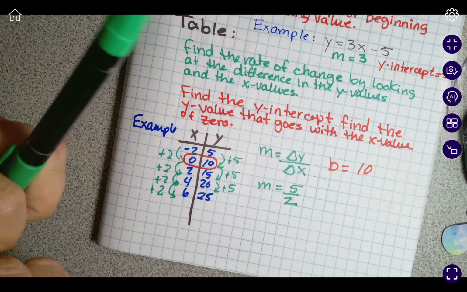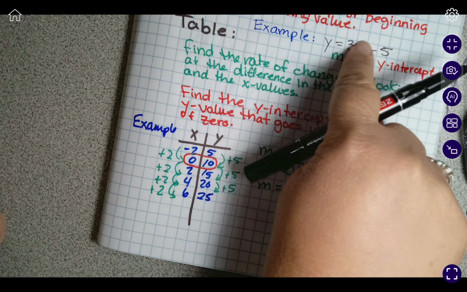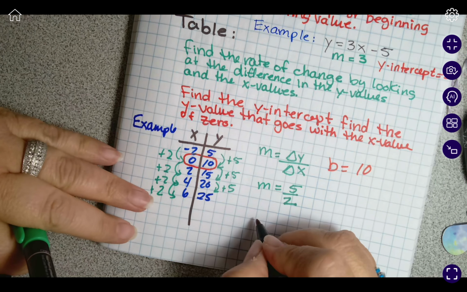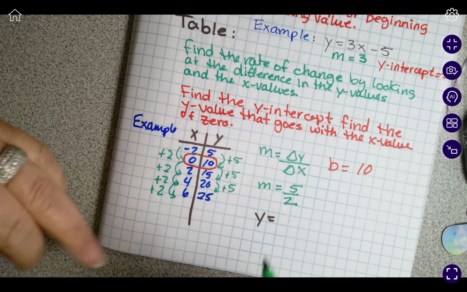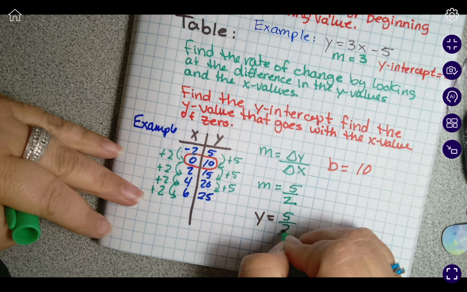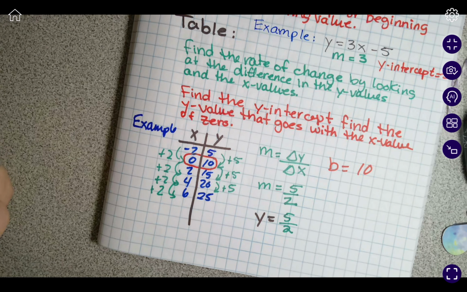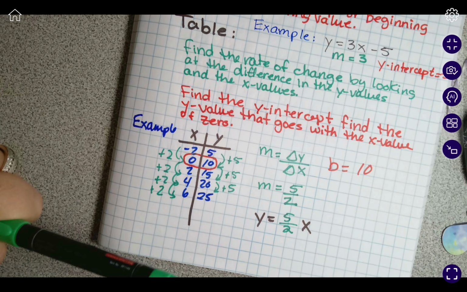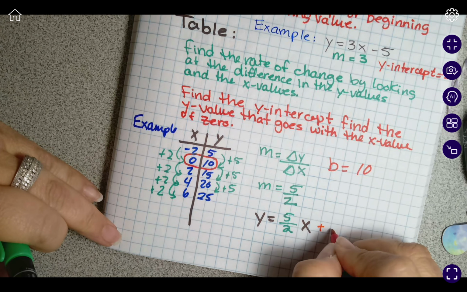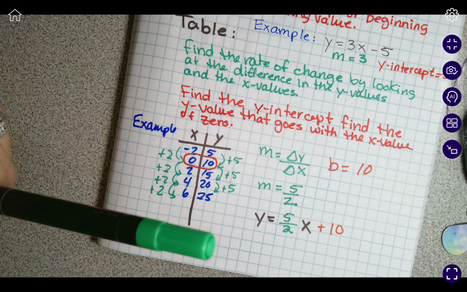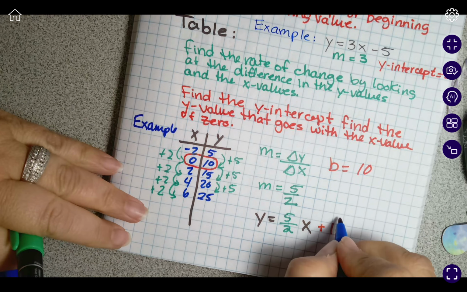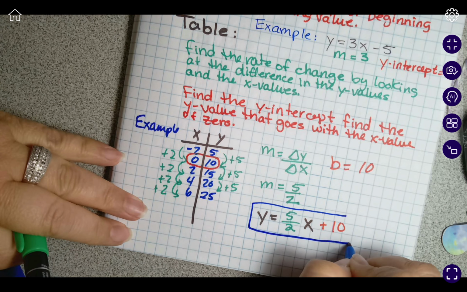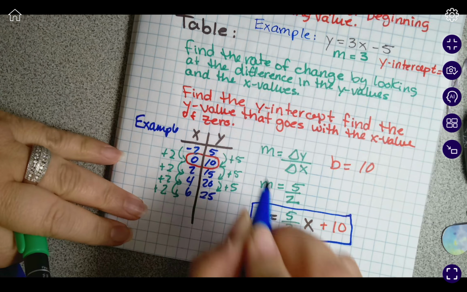So if I were to write an equation for this, I could use this information up here. y equals the slope times x plus my y-intercept. And this is the equation that goes with this table.